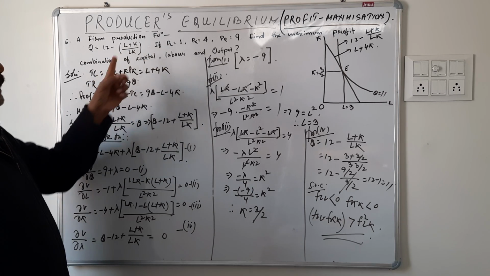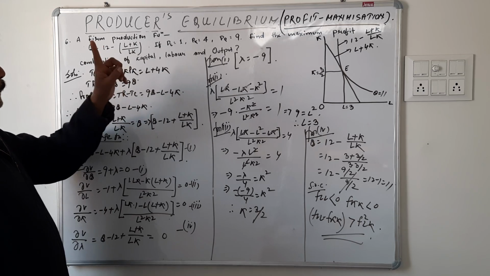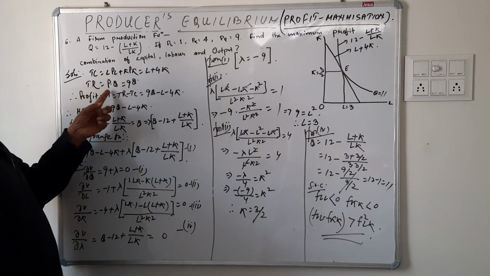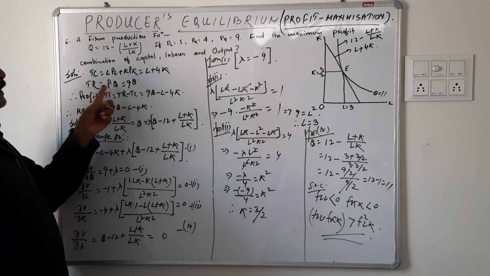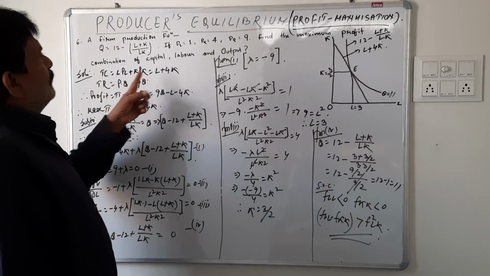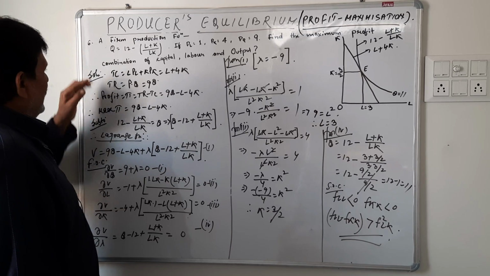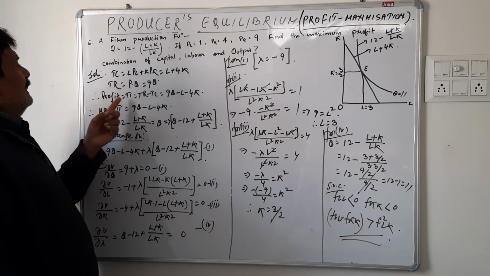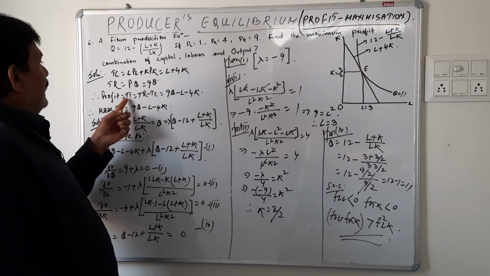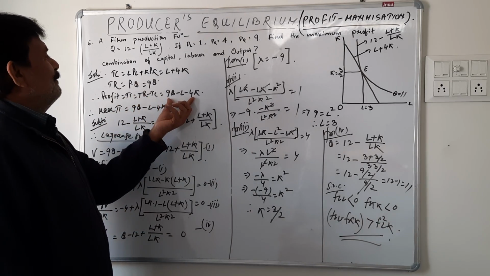The price of labor PL is given as 1, so this is 1L, that is L. Capital: PK is 4, so 4K. Now TR is price of output into output, so P into Q, and the price of Q is already given as 9, so this is 9Q. We have got the TC and TR.